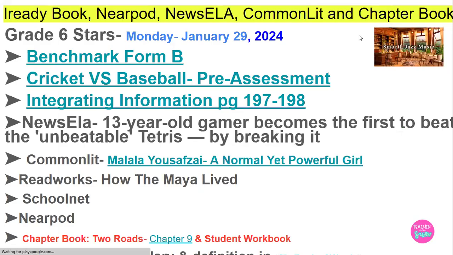And during small groups, you will be working on News ELA. Then you'll do Common Lit. So click on the link for Common Lit and you'll be taken to the activity online, and I'll provide you a printed copy of the News ELA activity. Then for ReadWorks, you will log into your ReadWorks account and complete this reading activity, How the Maya Lived. Okay.